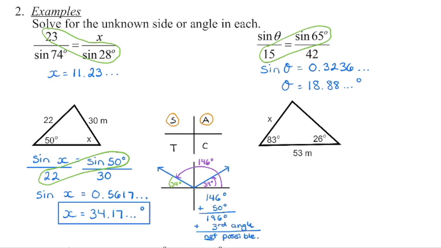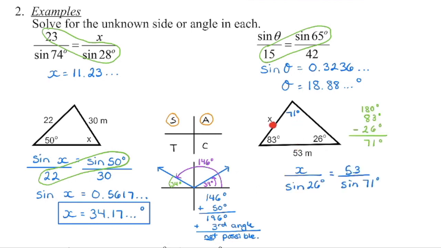Now in this next example, I'm given two of the angles originally, so I know that because the sum of the interior angles is 180 degrees, I can take 180 degrees, subtract 83 and 26 from it, and I know that this third angle is 71 degrees. That's the only possibility we have. Now we're ultimately looking for side x, and again we know the angle opposite from it, and we also have a pair of opposites here now. We can go ahead and set up the sine law.